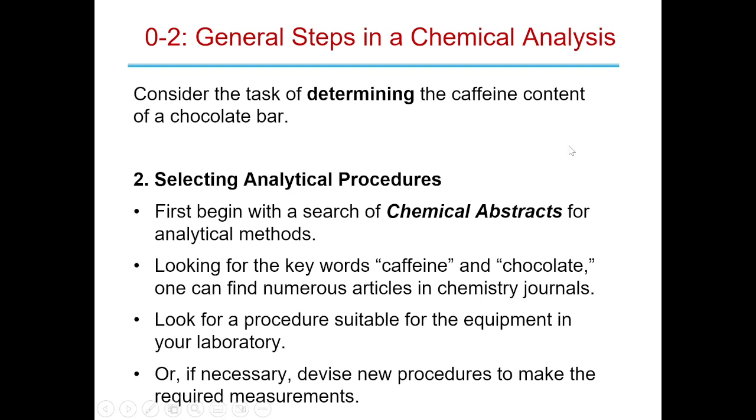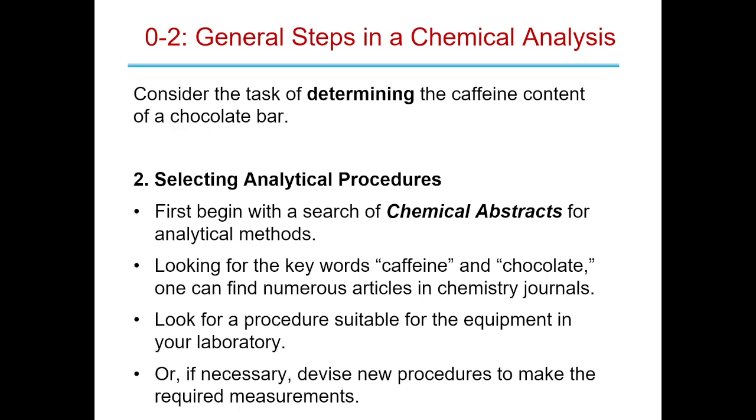Number 2, selecting the analytical procedures. So this is the part where you're going to start doing a literature search usually, okay? You can do your own analytical procedure, but it takes a lot more time to develop and standardize than to just look it up and find something and adapt. So you first begin with a search of Chemical Abstracts for an analytical method that will work in the sample you are looking at.